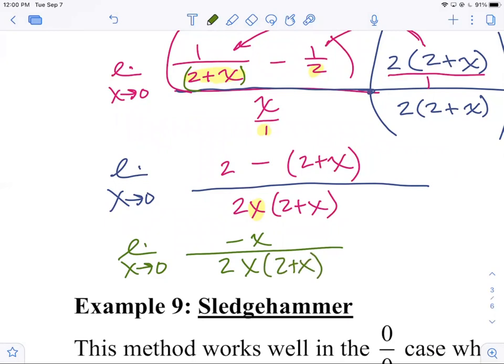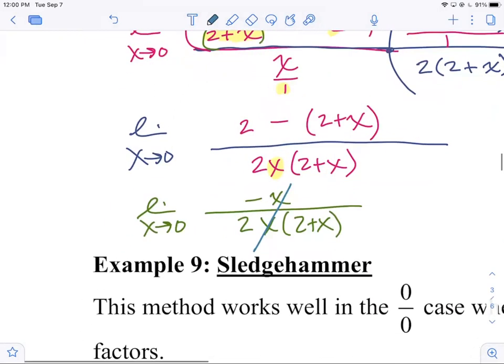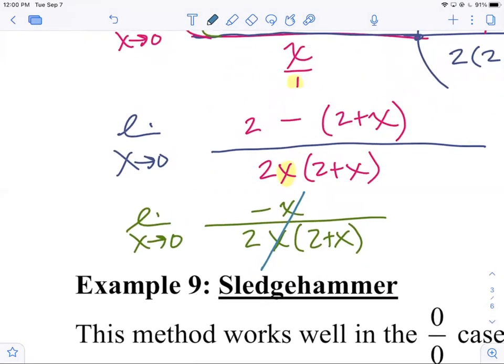Okay, so I distributed the negative there and combined the 2's to cancel them. And now, finally, we can see that the x's divide out. And we're left with a what in the top? Not a 1, a negative 1. And that's another common mistake. 2 ways you can lose that negative.